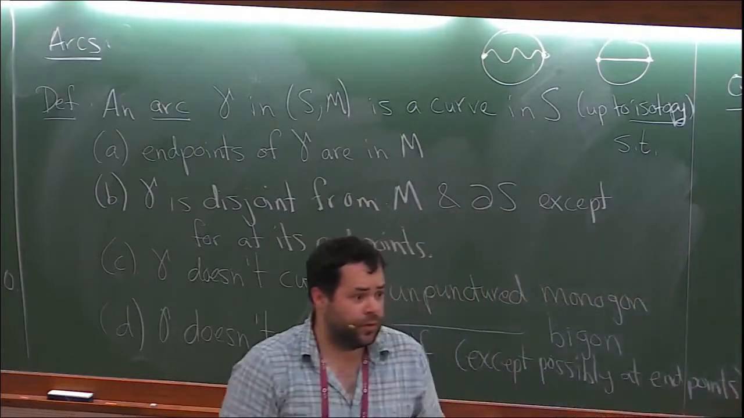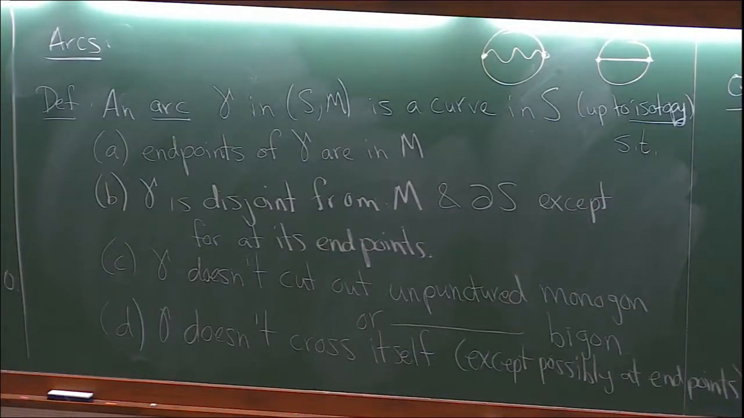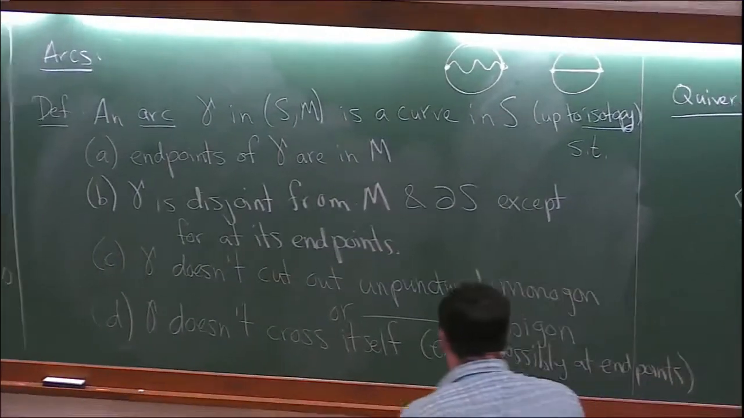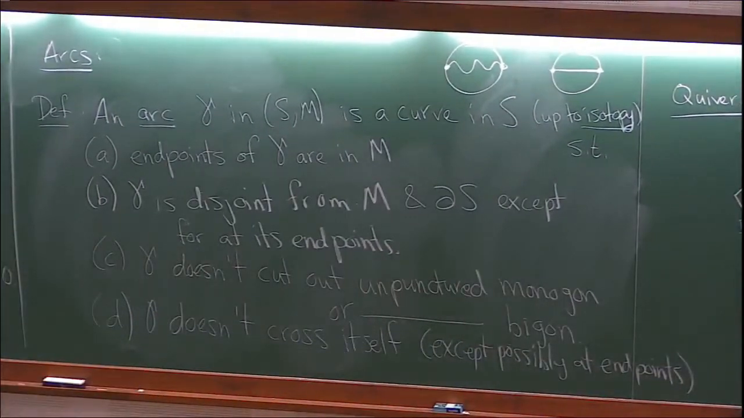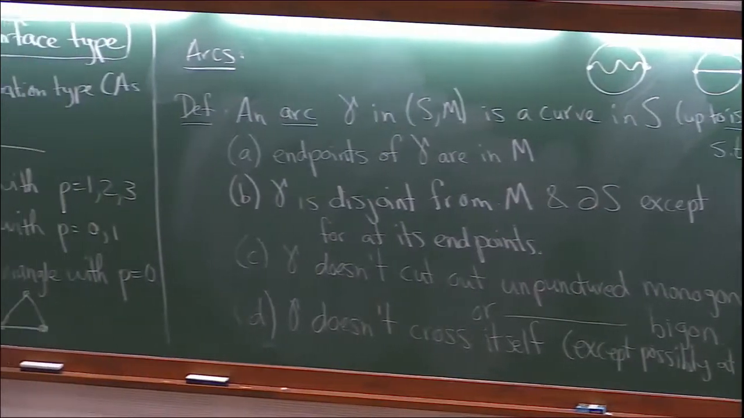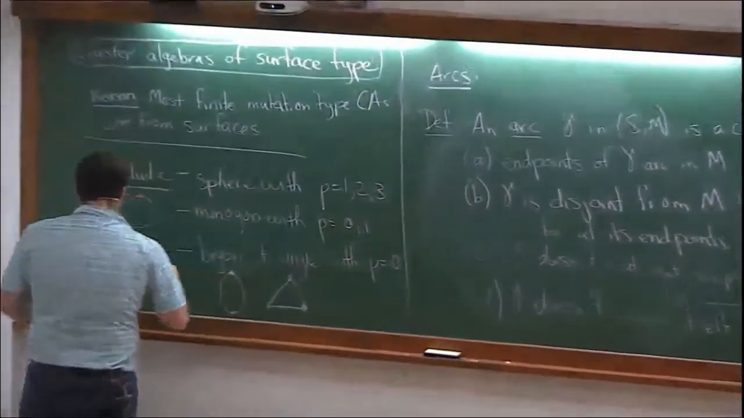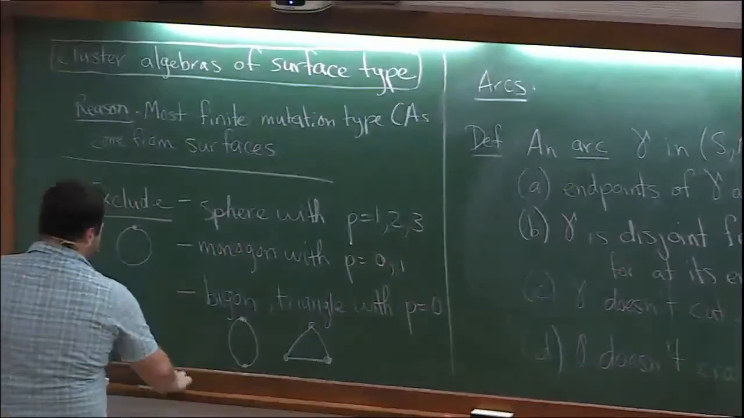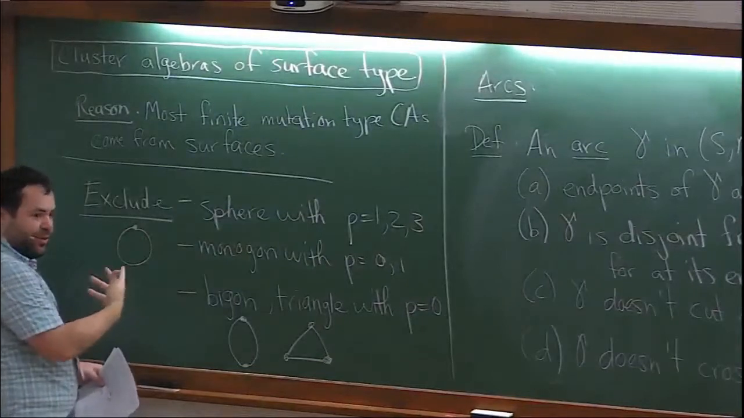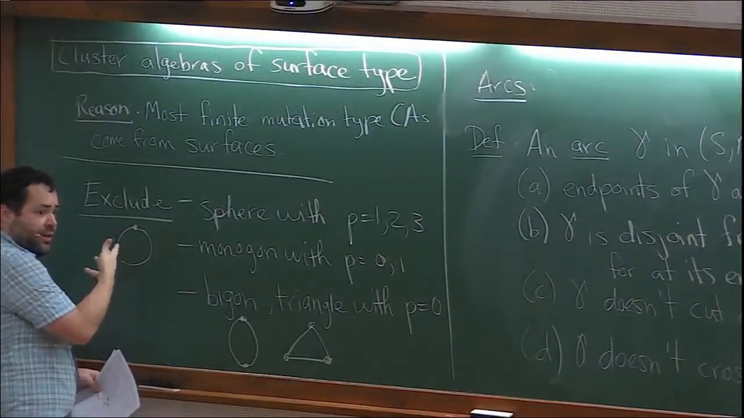Okay? The C part. If I have something like this, I don't want it to look like that. But if I have a boundary component cut out, then it's okay. This is homotopic to the boundary, but if I have something like this. I don't want this to just cut out something without punctures, but if I have punctures inside, it's okay.